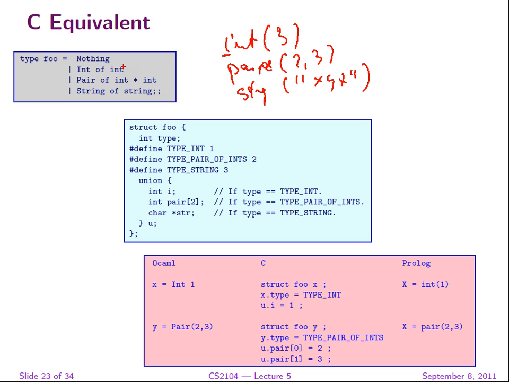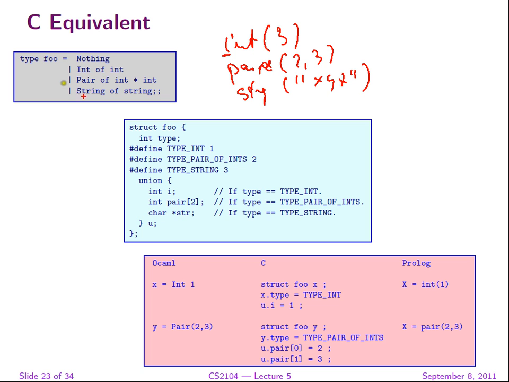The problem is that in Prolog, I could come up with many more terms as input, and the compiler would not be able to notice it. Whereas here, the argument to a function would be restricted to this kind of terms. How do I model these terms in C? That's what we want to see now.